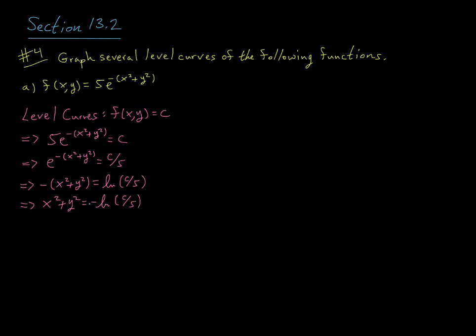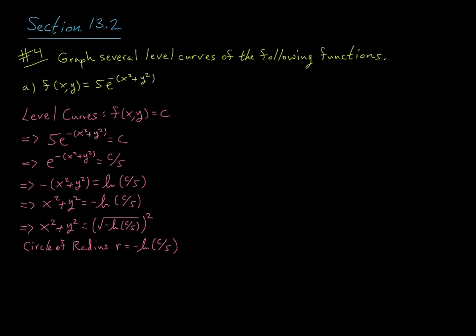Now, although this still looks a little intense, this really is just a circle. It's x squared plus y squared is equal to the square root of minus the natural log of c over 5, quantity squared. So we're seeing here that this is a circle of radius r equal to the square root of minus the natural log of c over 5. Although this expression is fairly complicated for the radius, the bottom line is that we're just going to get a whole bunch of circles centered at the origin for our level curves.